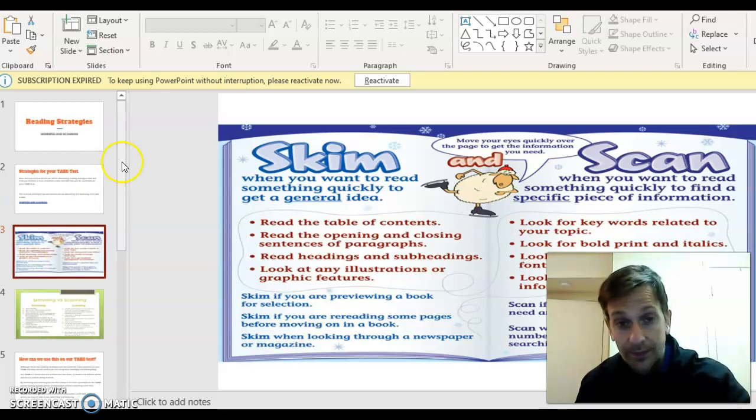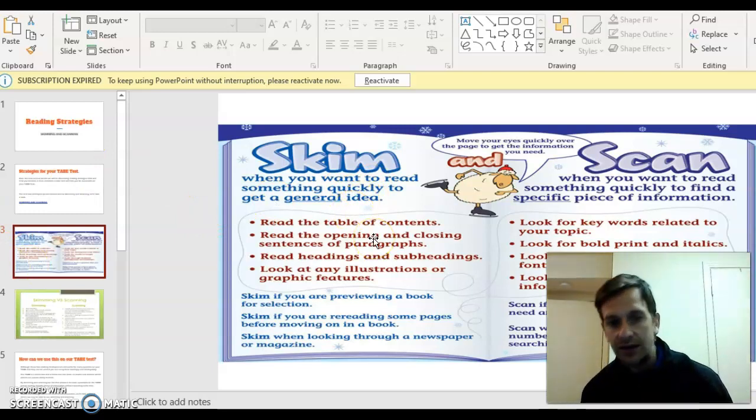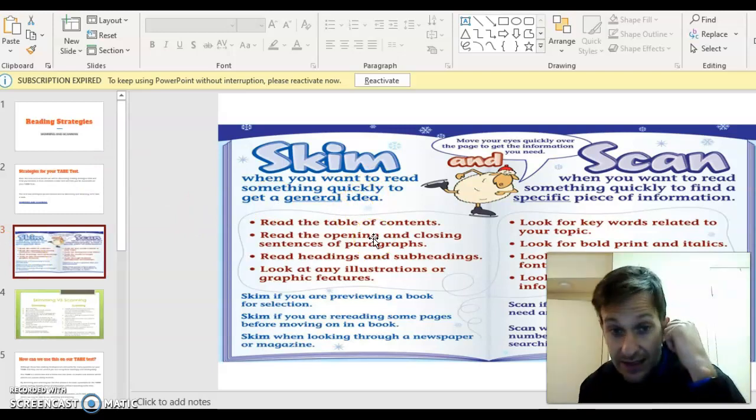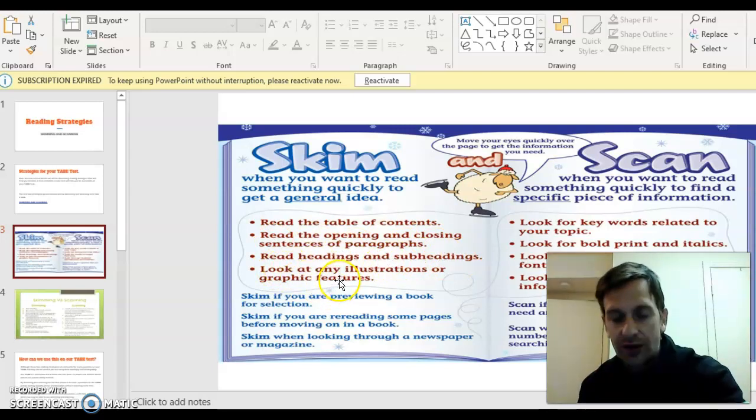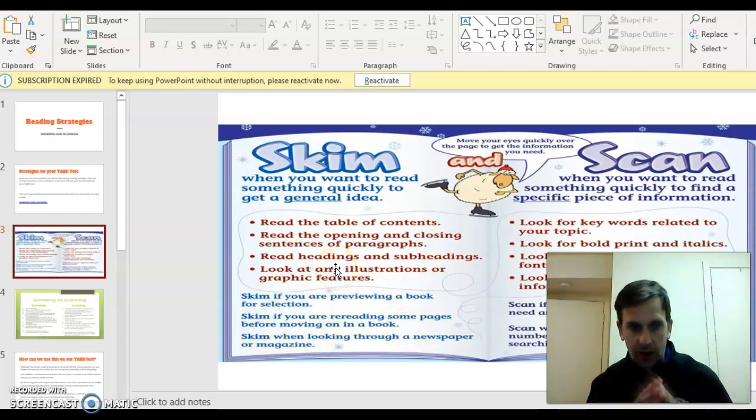So back to what we're looking at here. Skimming is getting an overall idea. So what are you going to do? You read the table of contents. You're going to read the opening and closing sentences, headings and subtitles. Look at illustrations or graphic features, which you may see on your tape test. So you're previewing a book. You're reading some pages. You're moving on in a book. Okay. So getting a broad general idea of what's happening.